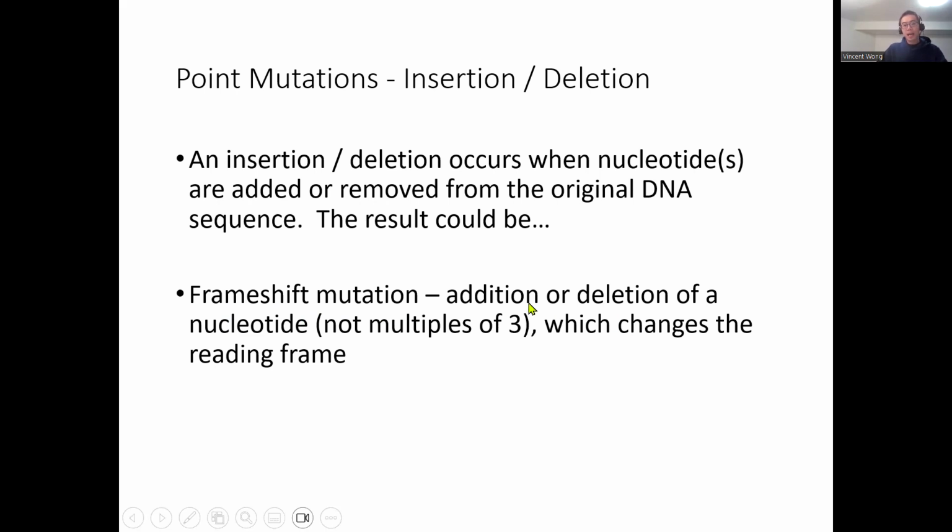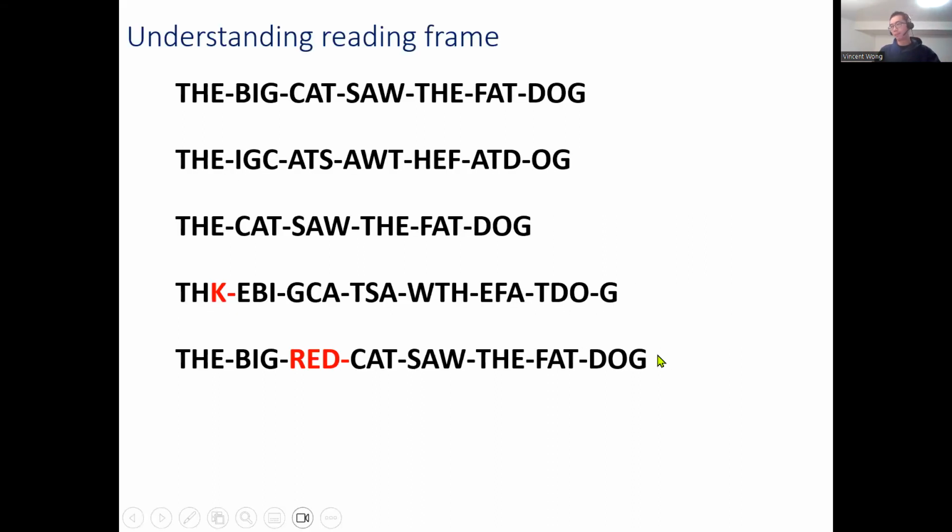If you are adding or deleting nucleotides that is not multiples of 3, that causes the reading frame to change completely. What does that even mean? I will give you an analogy and it will help you understand. Let's say we can only read sentences in triplets. Here we have a sentence: The big cat saw the fat dog. The sentence makes sense, no problem. I only read in triplets. The big cat saw the fat dog.